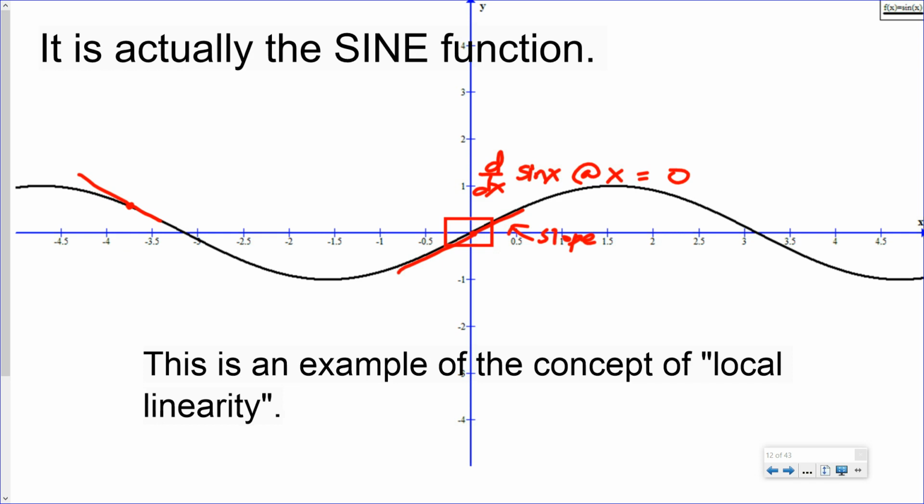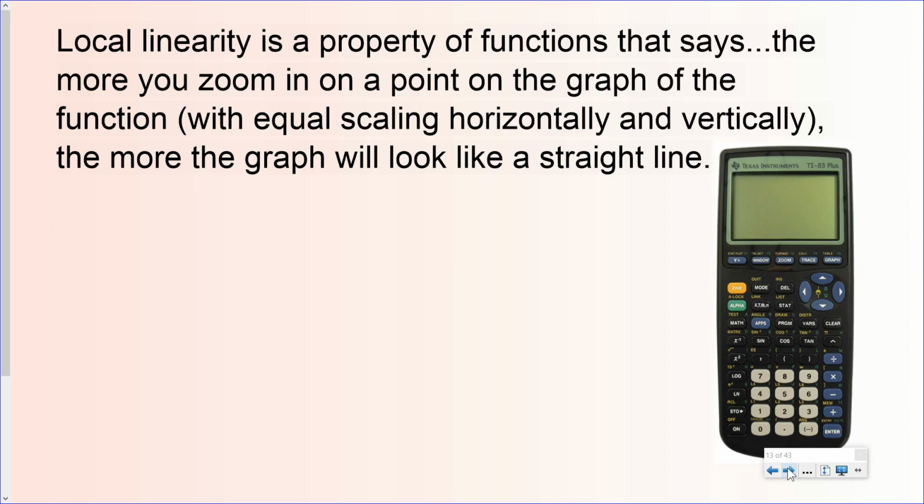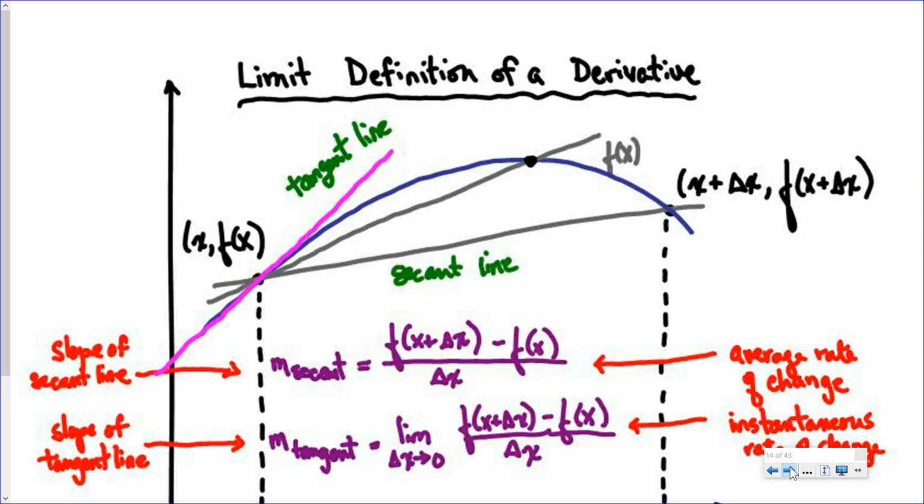What do you know about the slope of this line here? Would be negative. What do you know about the slope of this line here? Positive. So you know the derivative here is positive. You know the derivative here is negative. So that's your introduction to the derivative. So now I'm going to formally define what a derivative is. Okay, so let me show you.